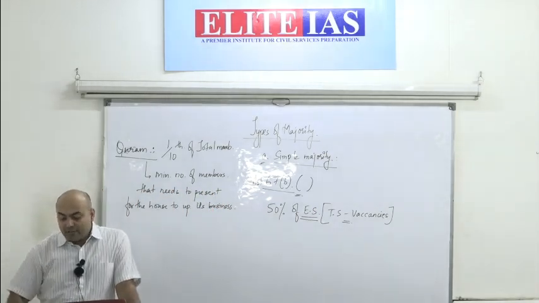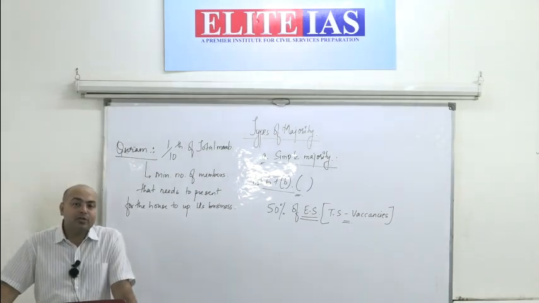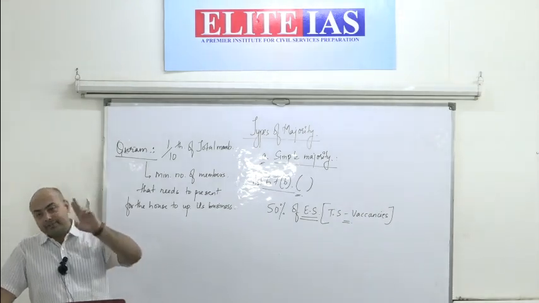And how is the vice president removed? The process is initiated always in the Rajya Sabha, and the Rajya Sabha passes a resolution for this effect, that is removing the vice president by an effective majority. Clear?